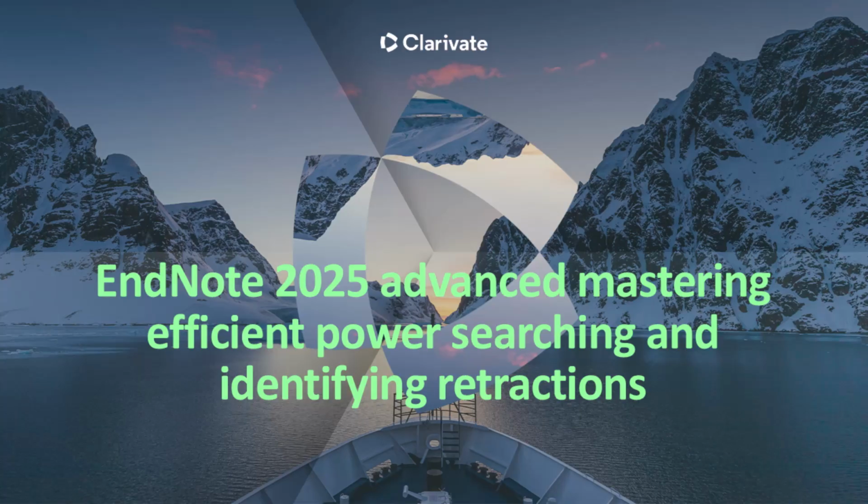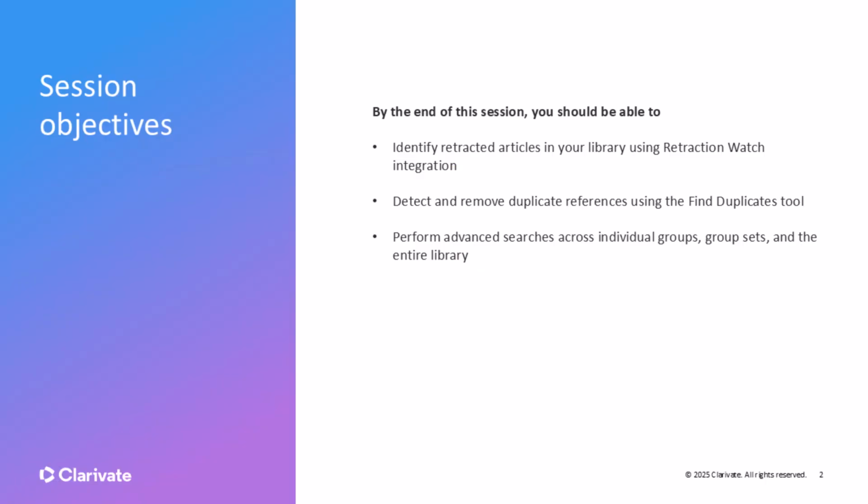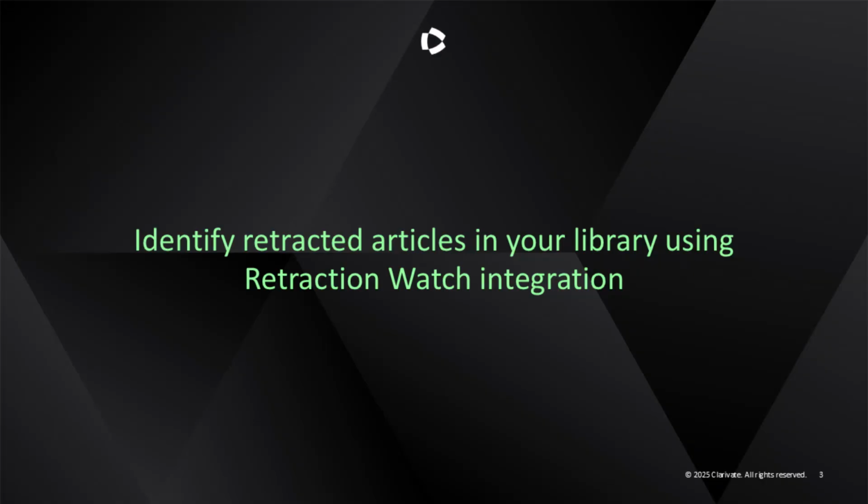Let's get started. Let's take a look at today's session objectives. By the end of this webinar, you should be able to identify retracted articles in your library using the Retraction Watch integration, detect and remove duplicate references using the Find Duplicates tool, perform advanced searches across individual groups, group sets, and the entire library. These are the key skills we'll be covering, and they'll help you work more efficiently with EndNote 2025.